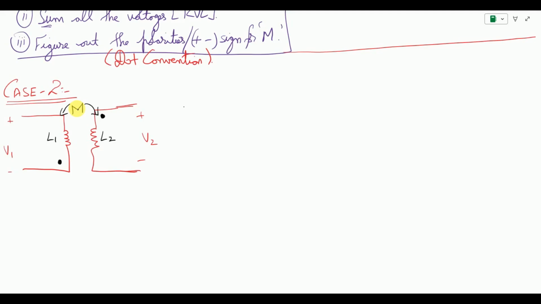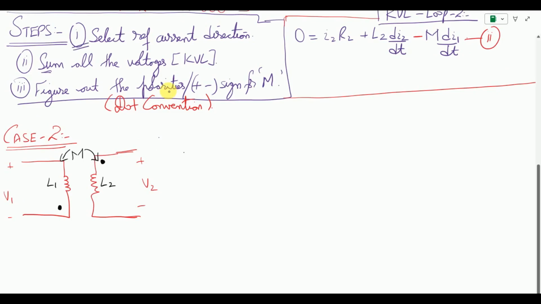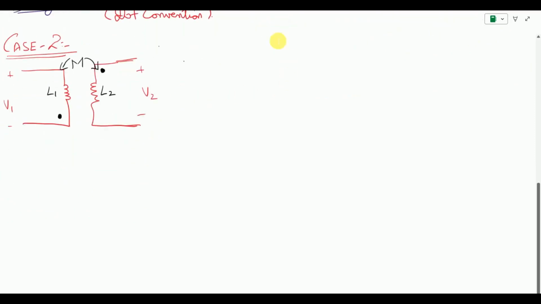Again, we remember that L1 and L2 are self inductances, and M is the mutual inductance. So the first step is obviously to define the reference direction for the current. The second is then we sum the voltages, and third we associate the polarities for the mutual inductance. So if we start with the first step, we need to define the reference direction.